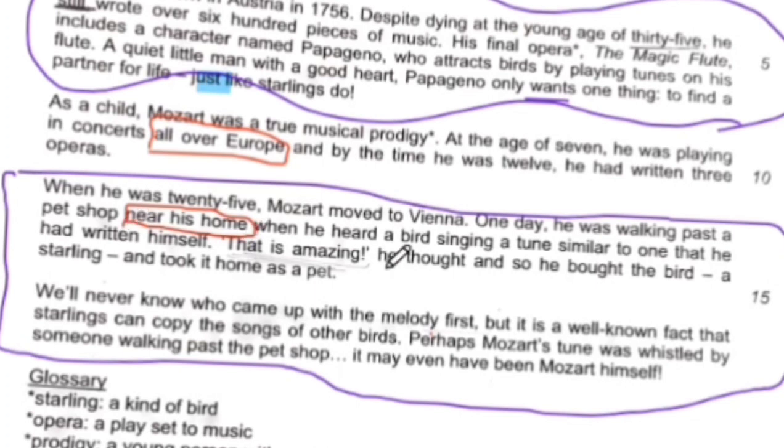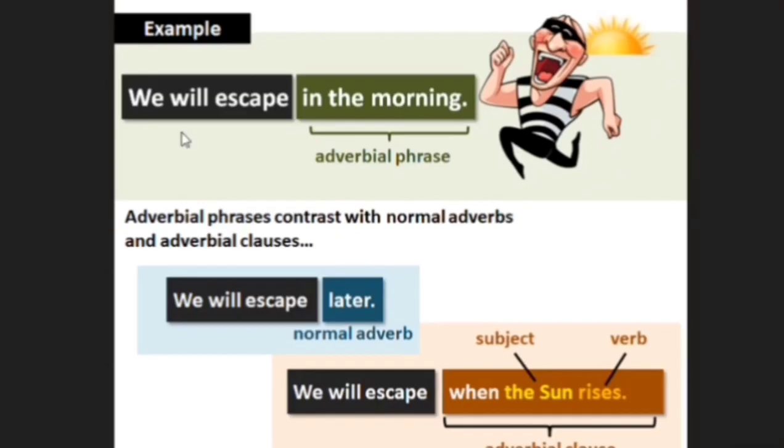But first, I forgot to ask you, what do I mean by adverbial phrase? An adverbial phrase is a group of words that function as an adverb. Like, we will escape in the morning, this is an adverbial phrase of time. And it can be simply just an adverb, like, we will escape later. This is a normal adverb. And we will escape when the sun rises, this is an adverbial phrase of time. That's why I chose all over Europe and near his house. This is an adverbial phrase of place.